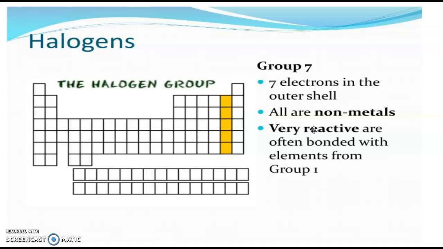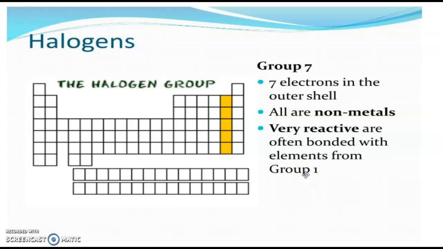Next one is the halogen group, that is group 7. They have 7 electrons in the outer shell, only 1 electron deficient to get an octet configuration, that is complete filling of the electronic configuration, or the orbitals. They are deficient by 1 electron. They are all non-metals in nature, very reactive, and often bonded with elements of the first group.